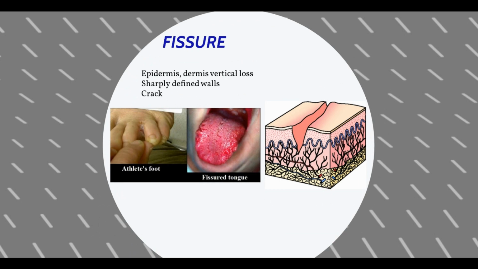A fissure. So a fissure is where the epidermis, or the outermost layer, has vertical loss and you have sharply defined walls. So here I want you to think about athlete's foot. That's going to be the primary example that we have here. It's drying it out, and you see, again, a sharp defined wall.